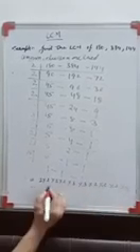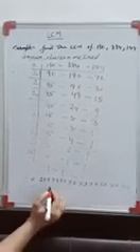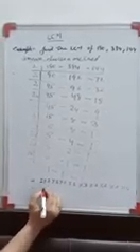2 into 2 into 2 into 2 into 3 into 3 into 2 into 2 into 2 into 5, right? See, 1 2 3 4 5 6 7. 7 times 2 is occurring, 2 times 3 is occurring, and 5 is occurring 1 time. So same, you will get the answer as 5760. That will be the LCM, right?